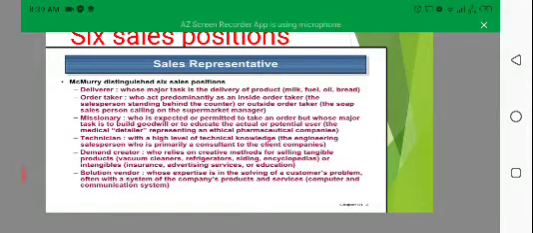Missionaries are not expected to take the order, but their major task is to build goodwill. They go and discuss things with the market. Technicians have a high level of technical knowledge about the product or the company. Demand creators create methods of selling tangible and intangible products and create demand in the market. Solution vendors have expertise in solving customer problems, often with a system of the company's products and services.